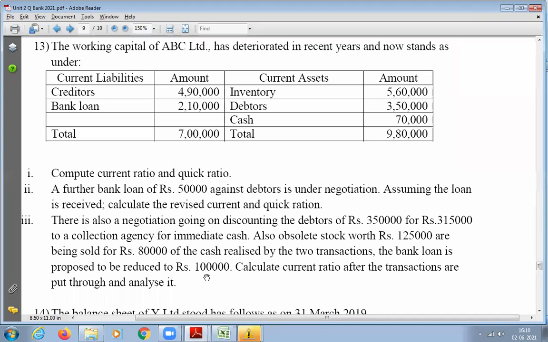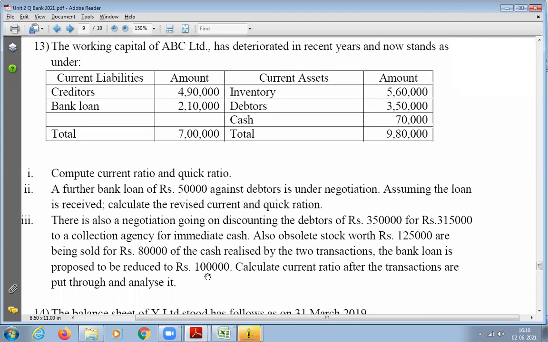How much will they repay? 1,10,000. Yeah, 1,10,000 minus 1 lakh. They're going to repay 1,10,000. That is why the bank loan will reduce to 1 lakh.